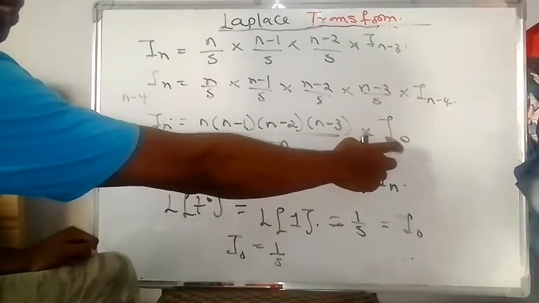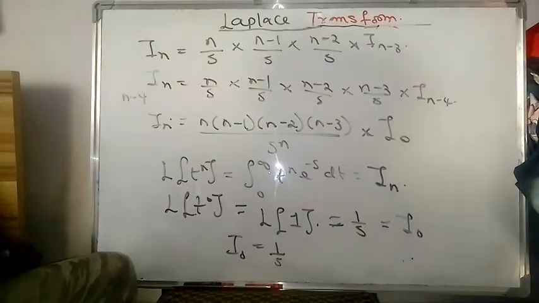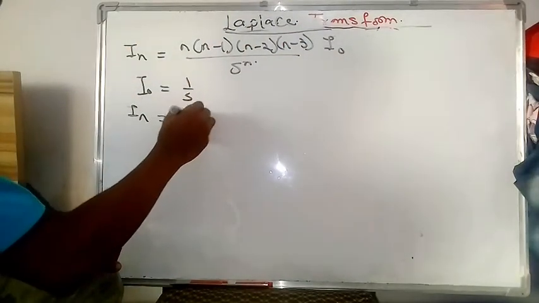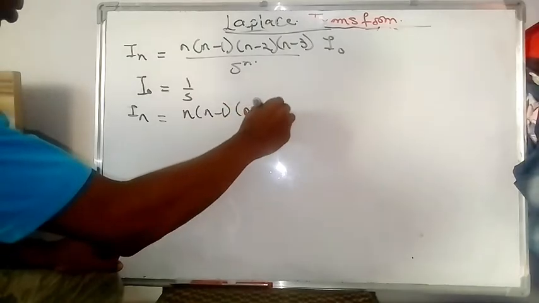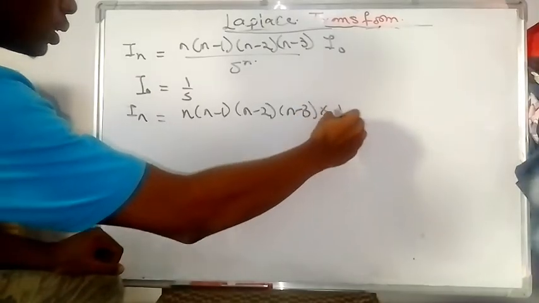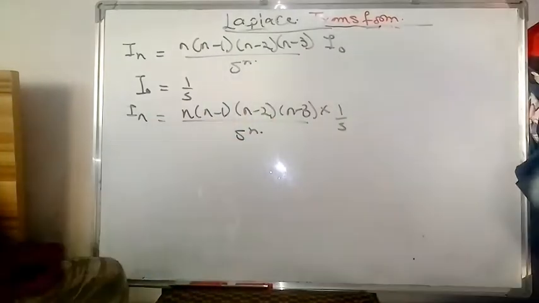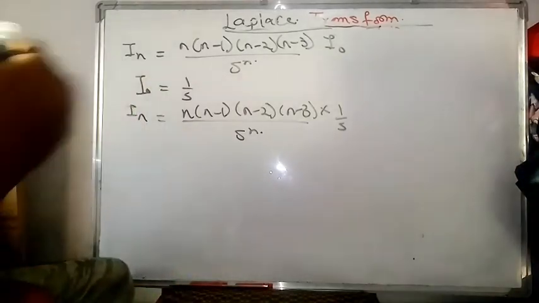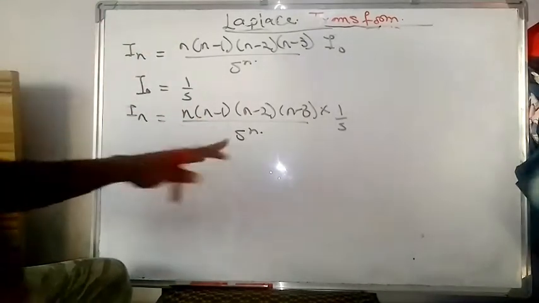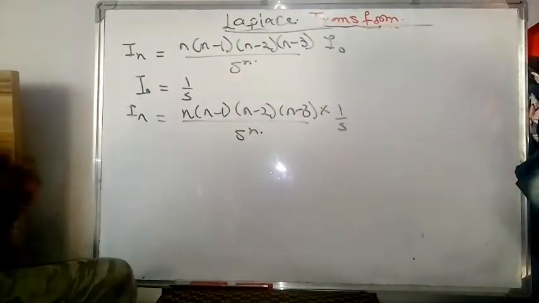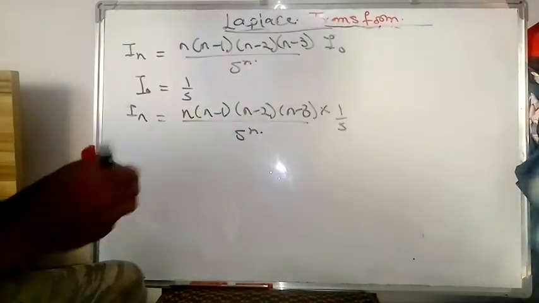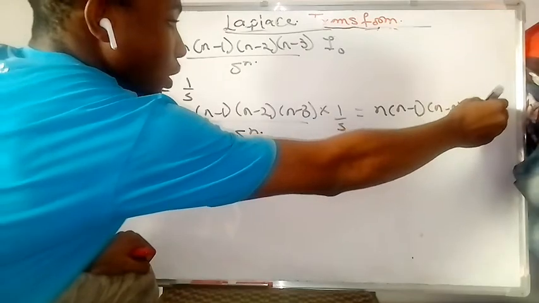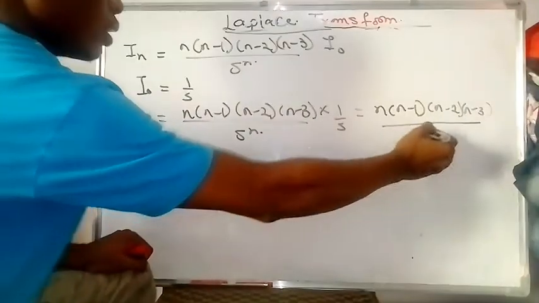So I'm going to substitute it here. Substituting I subscript 0, we have I subscript n equals n minus 1, n minus 2, n minus 3, and so on, times 1 over s, divided by s raised to power n. So we have an additional s. If n equals 4, the number of s is 5. If n equals 3, the number of s is 4. If n equals 6, the number of s is 7. So this can be written as n minus 1, n minus 2, n minus 3, and so on, divided by s raised to power n plus 1.